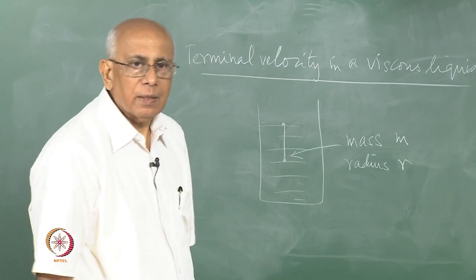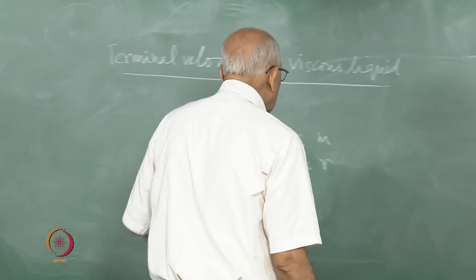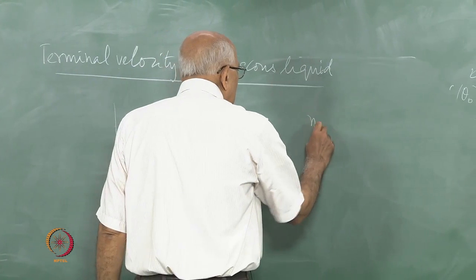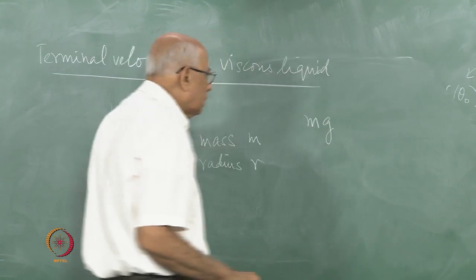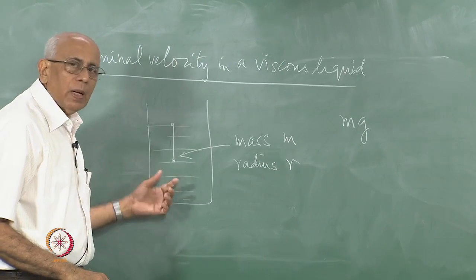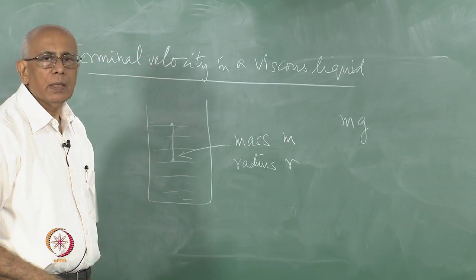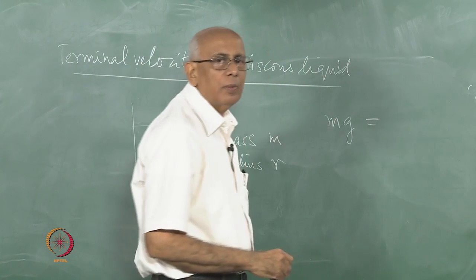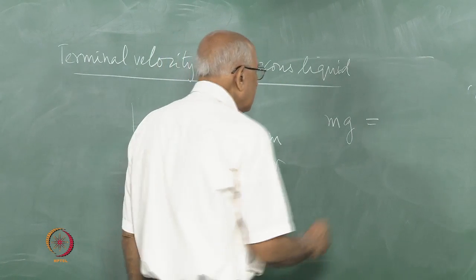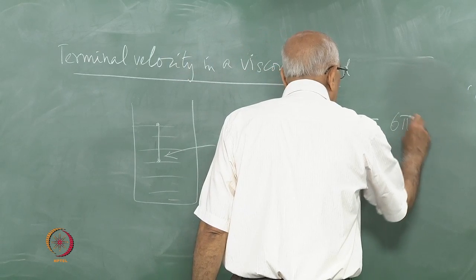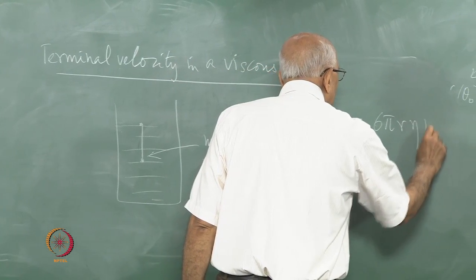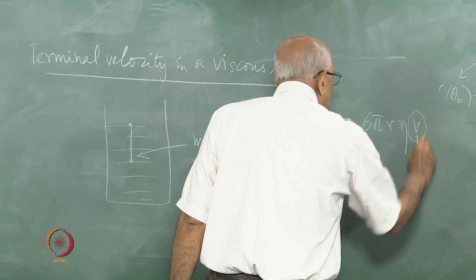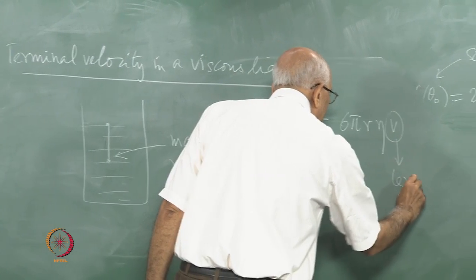And the answer is yes. It turns out that in this particular problem the force of gravity downwards is mg, and the viscous force upwards is given by the following formula called the Stokes formula, and we will come and talk about it again. It is 6 pi r eta v, where v stands for the terminal velocity.